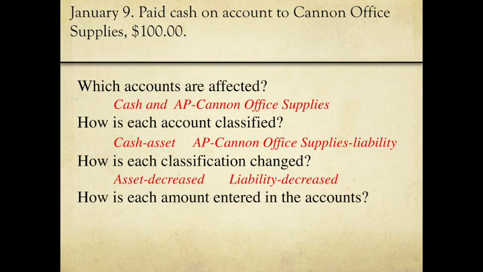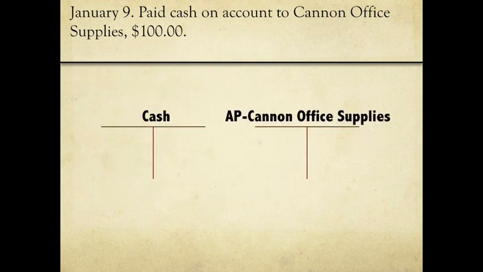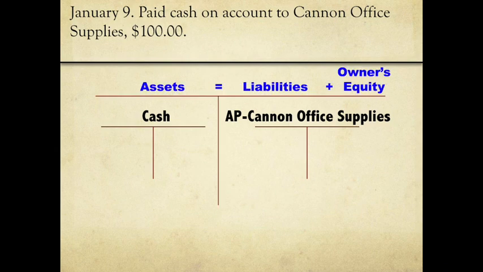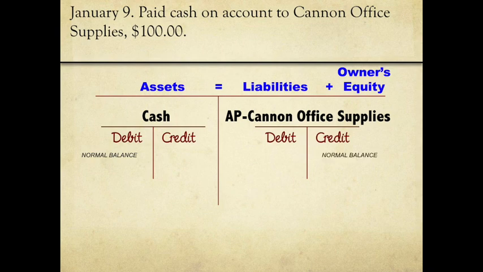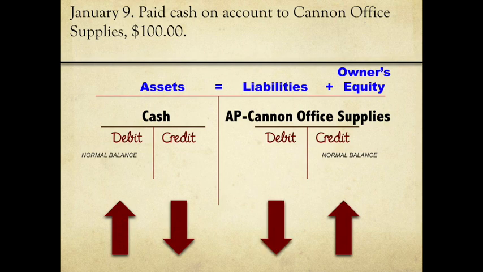And then how are they plugged into our accounts? So we list our two accounts that are affected, cash and our accounts payable, Canon Office Supplies. They fall into the accounting equation like this. Our debits and credits stay the same side, as always. Cash is an asset, so therefore the normal balance is debit. Canon Office Supplies, which is our accounts payable, is a liability, so therefore it has a normal credit balance. Increase on the normal balance side, decrease on the opposite.